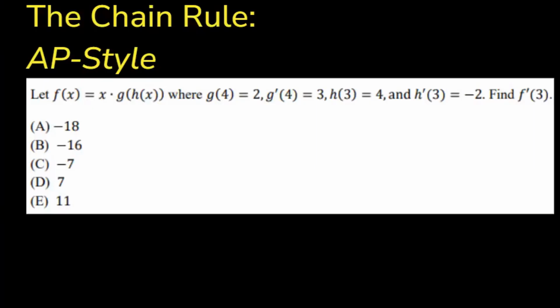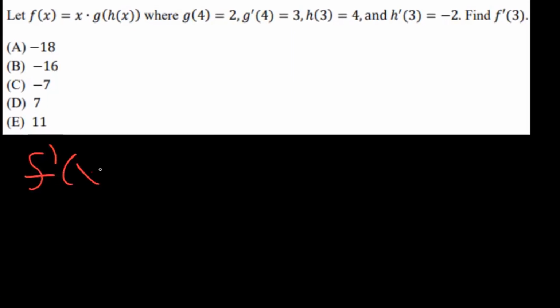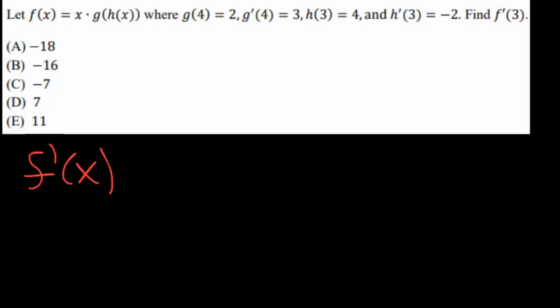Let f of x equal x times g of h of x, where g of 4 is 2, g prime of 4 is 3, h of 3 is 4, h prime of 3 is negative 2. Find f prime of 3. So if we want to take the derivative, f prime, they do this a lot where they mix function notation with some variables in there.